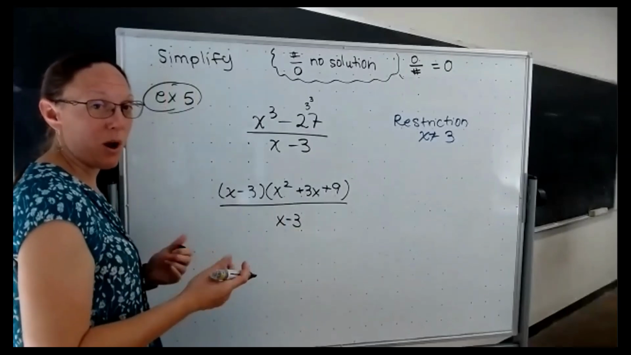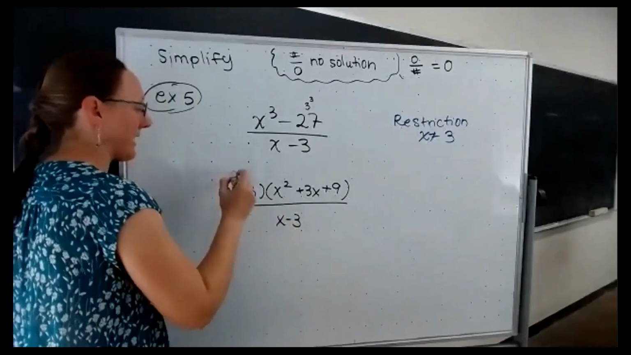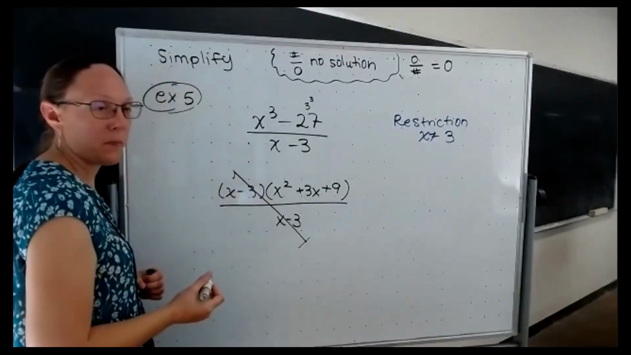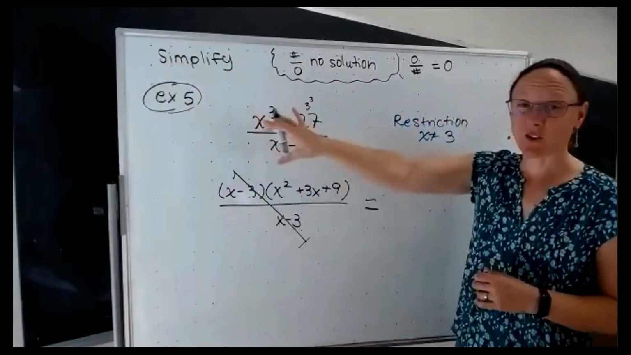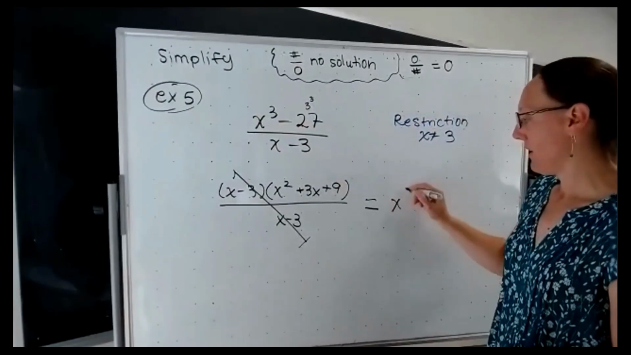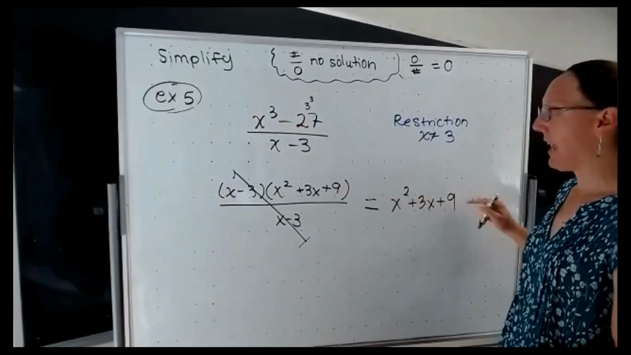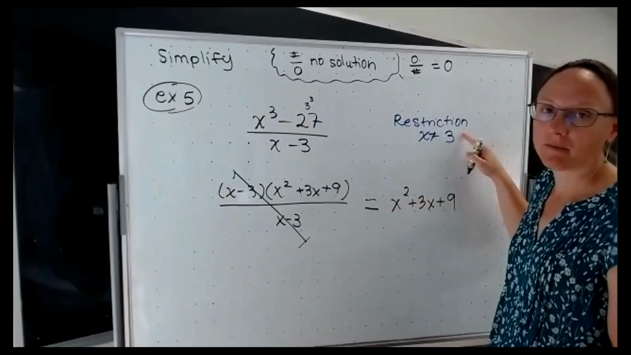Just like with the previous problems, we do have a factor that cancels out. So that (x - 3) over (x - 3) is secretly equal to 1. That means that this original expression is equivalent to x squared plus 3x plus 9 everywhere except at the restriction.